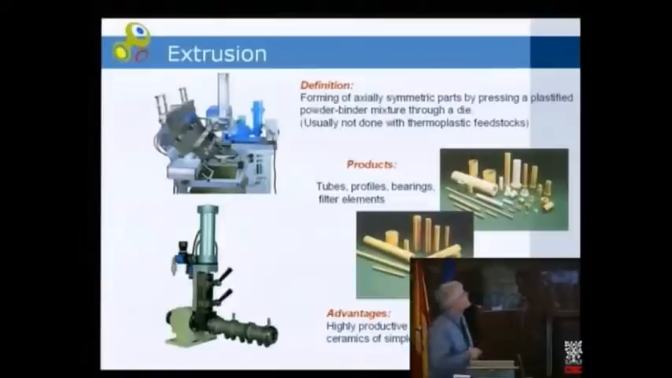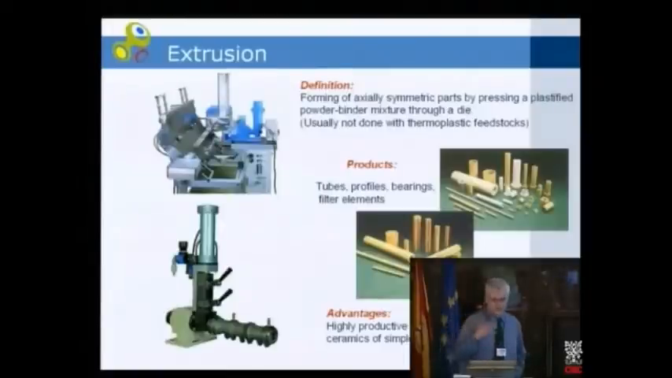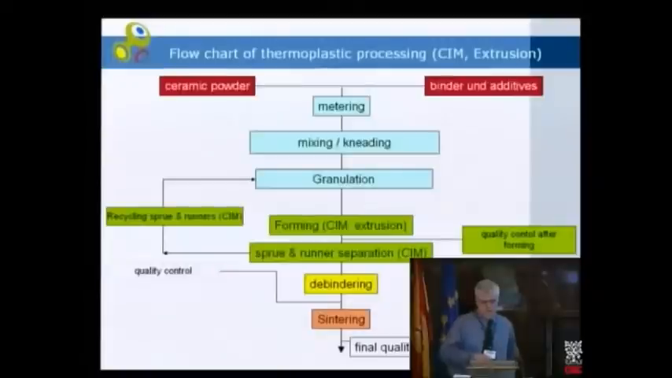Extrusion is a little bit different, though the pastes may be quite similar. Extrusion is the forming of axially symmetric parts by pressing a plastified powder binder mixture through a die. So we can make anything axially symmetric: tubes, profiles, bearings, filter elements, and things like that. The advantage is that it is a highly productive process. If you have to produce tubes of 2 or 3 meters length, this is the method to go. The parts have a quite simple, axially symmetric geometry. Here you can see some machines: this is a piston extruder, and this is a twin screw extruder. On the other side you have the product spectrum which can be produced.